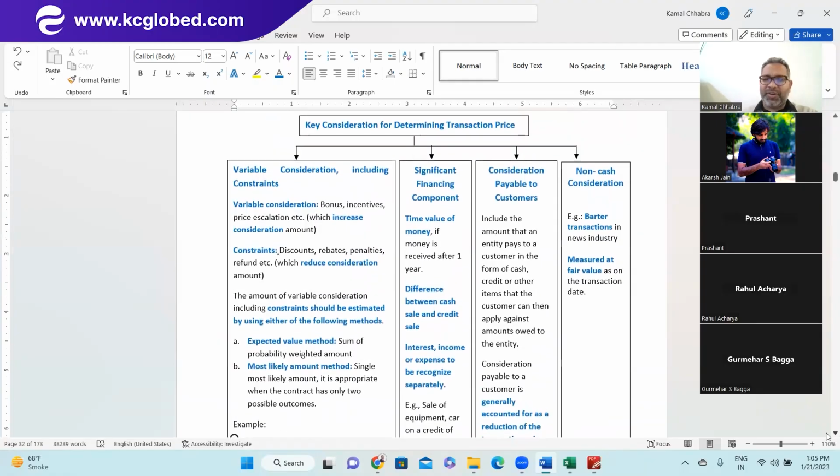What are the 5 components of transaction price? Let's start with fixed price this time. Yep, you got it. Fixed price, and then we will adjust variable consideration and constraints. We'll adjust the significant financing component. We will consider the payable to the customers. And the last one is non-cash considerations. Right, perfect.